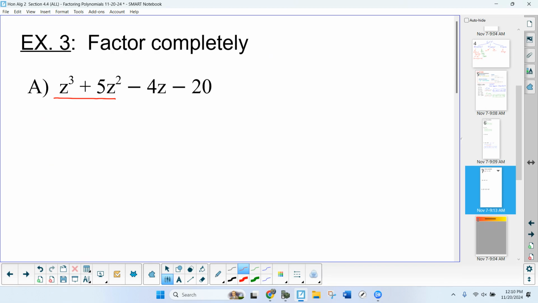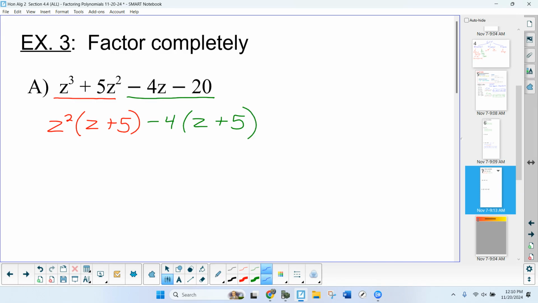What can you pull out of those 2? z squared. And when you do, what do you have left? z plus 5. And then what can you pull out of these 2 terms? Negative 4. And when you pull out a negative 4, what do you have left? z plus 5. So what do you get when you factor these 2 by grouping? z squared minus 4 times z plus 5.